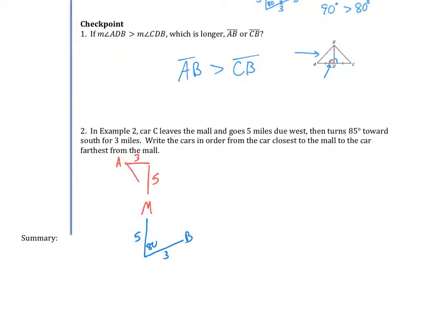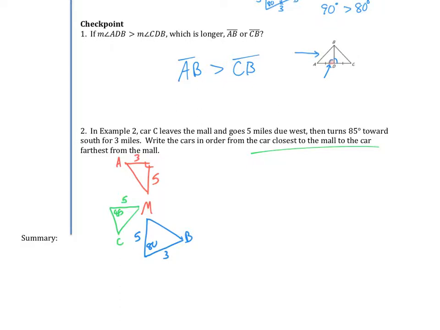So we have A, we have B, and now we've got to find C. Car C, they're saying, goes 5 miles west and then turns 85 degrees towards the south. So write them in distance from closest to the mall to furthest from the mall.